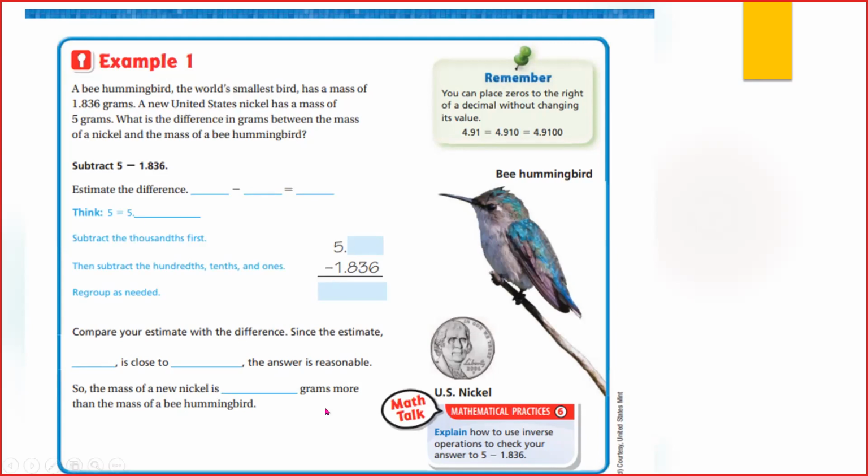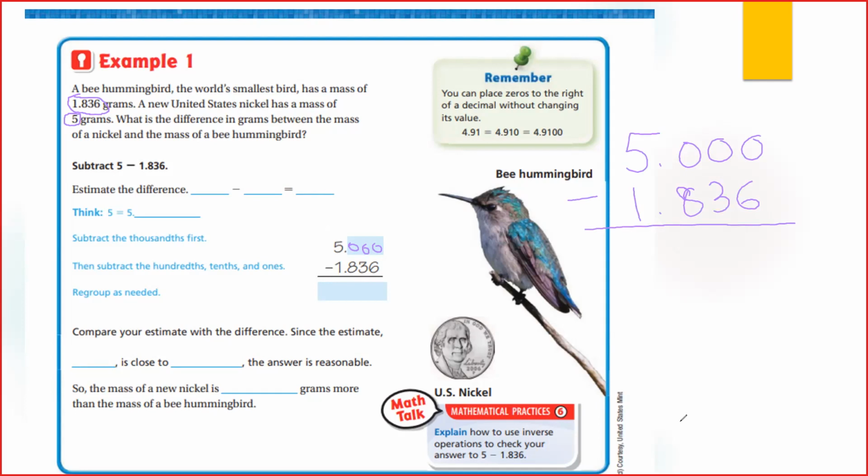So here, the mass of the nickel is 5, and the mass of the hummingbird is 1.836. So let's subtract: 5 minus 1.836. As I told you, because I'm dealing with decimals, I should write the whole as a decimal. Okay, I will repeat. Because I'm dealing with decimals, I should write the whole as a decimal.